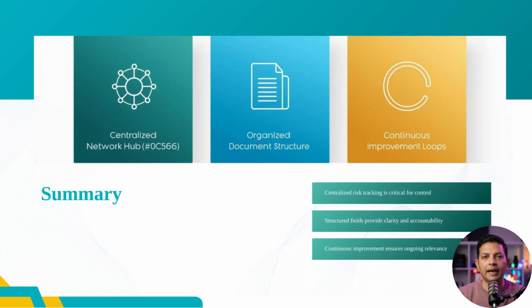To summarize, an AI risk register is a critical tool for managing AI risks effectively. It helps you document, track, and monitor risks in a structured way. By following these steps, identifying risks, structuring the register, prioritizing risks, assigning ownership, and continuously updating, you can build a practical and effective risk management system.